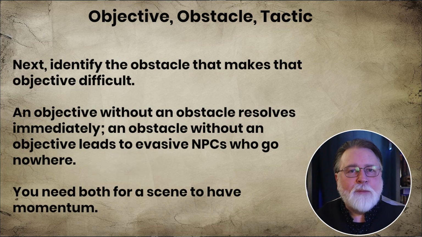Next, identify the obstacle that makes that objective difficult. Obstacles are where tension comes from. They might be the party's suspicion, a law or custom that restricts what can be said, a time limit, divided loyalties, conflicting authority, or fear of what will happen if the truth comes out. An objective without an obstacle resolves immediately. An obstacle without an objective leads to evasive NPCs who go nowhere. You need both for a scene to have momentum.